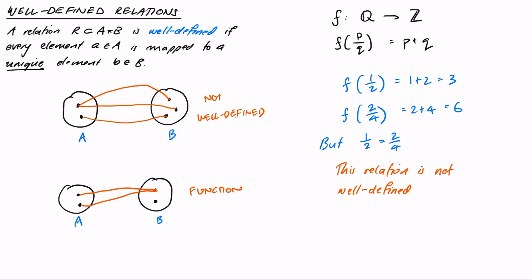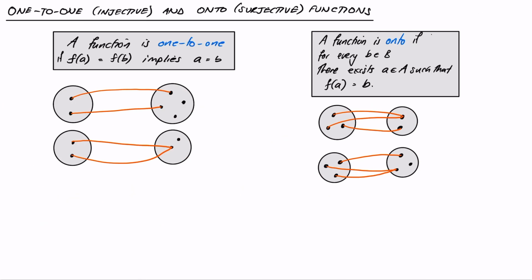Okay, a little quick survey of some other properties of functions. Functions can be one-to-one and/or onto. A function is one-to-one if f of a equals f of b implies a equals b. What does that mean? It means that if I have two things with the same output, then they must be the same value.